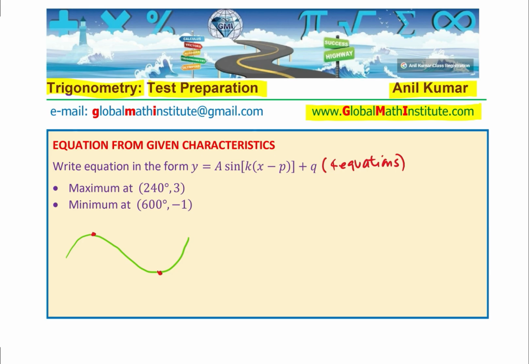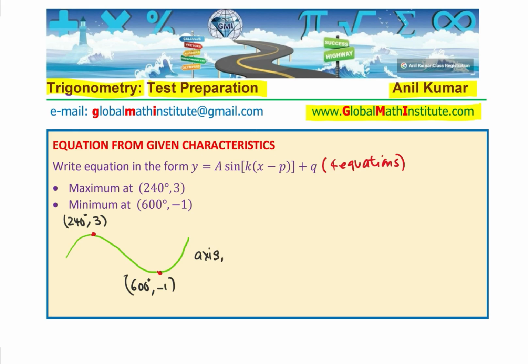Maximum being at 240 degrees and the y value is 3. Here we have 600 degrees and the y value being negative 1. Perfect. So this sine wave, how do I write the equation for it? Well, we should begin with the average, which is right there in between, and that is also called the axis.